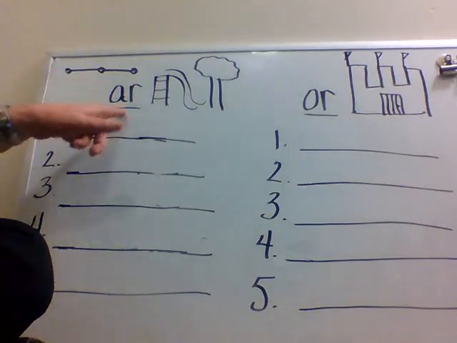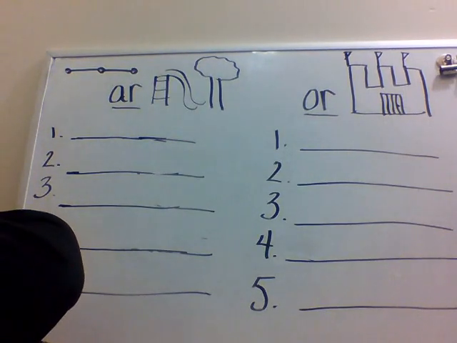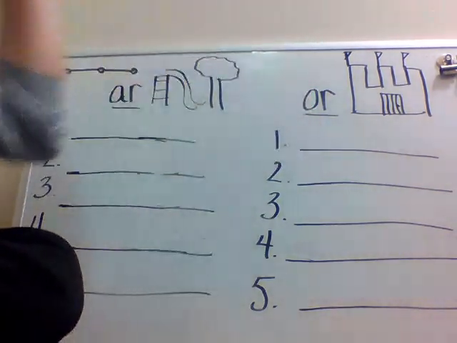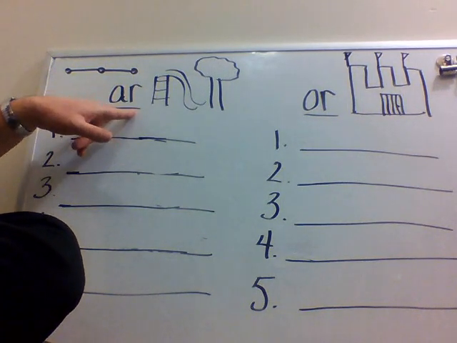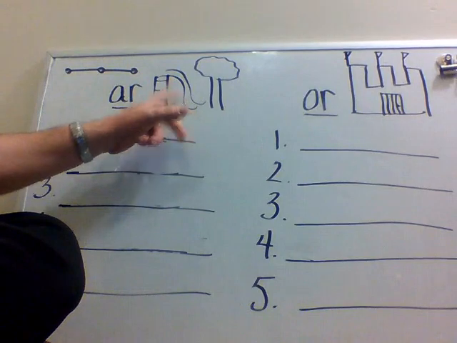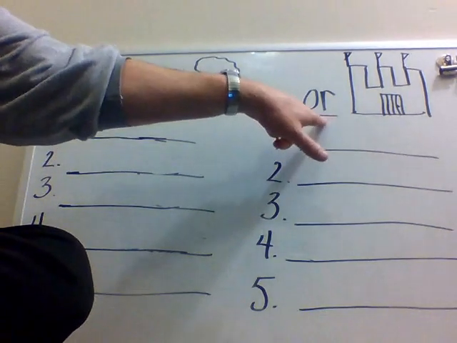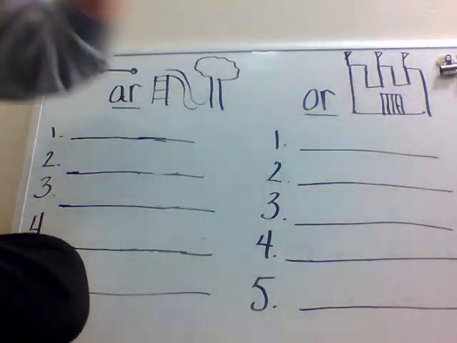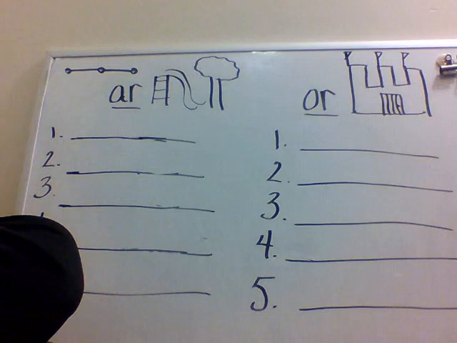You need to put AR OR at the top. If you remember from our last video, AR and OR are our bossy R's we're doing. So AR together says R, like we hear in the middle of park. Do that picture. And OR together says or, like we hear in the middle of fort. Go ahead and do that picture.